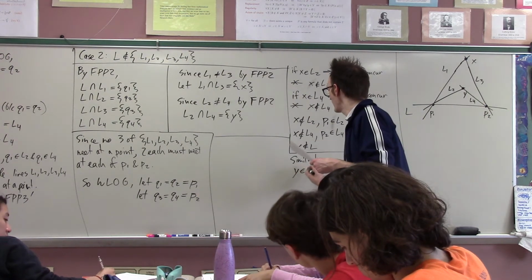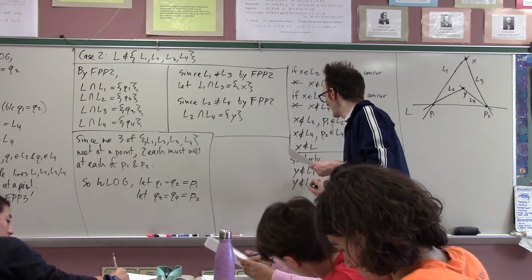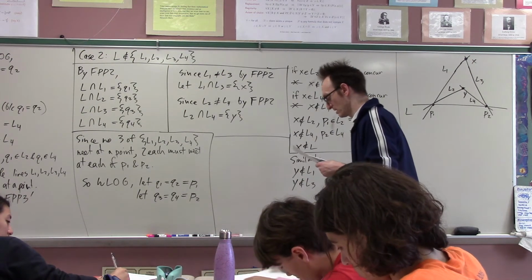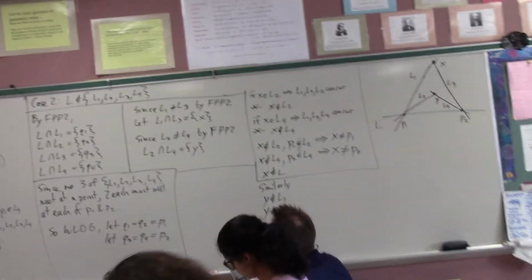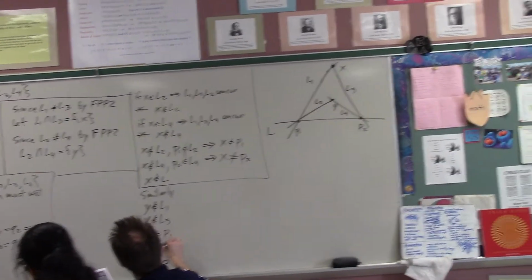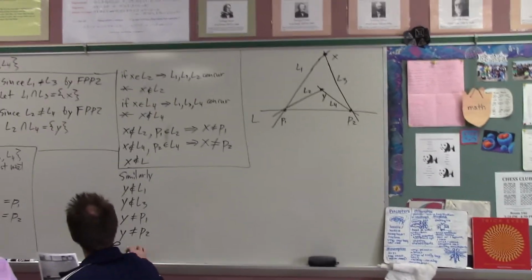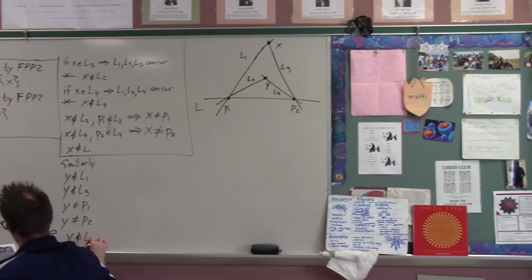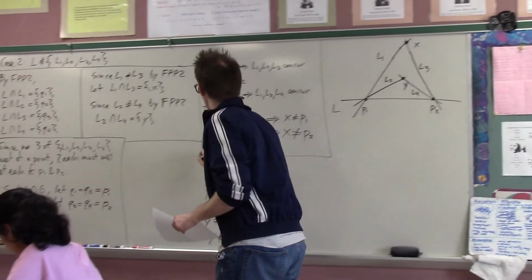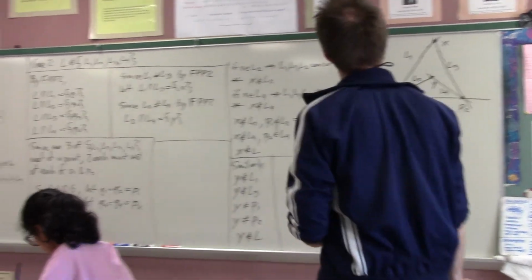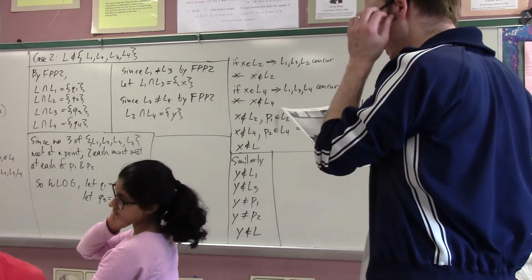Y is not on L1. Y is not on L3. Do you agree with these? Also, that Y is not P1, and also that Y is not P2, and also therefore that Y is not on L. Okay. Good. So that means that these 2 points... I also need to show that x and y aren't each other.